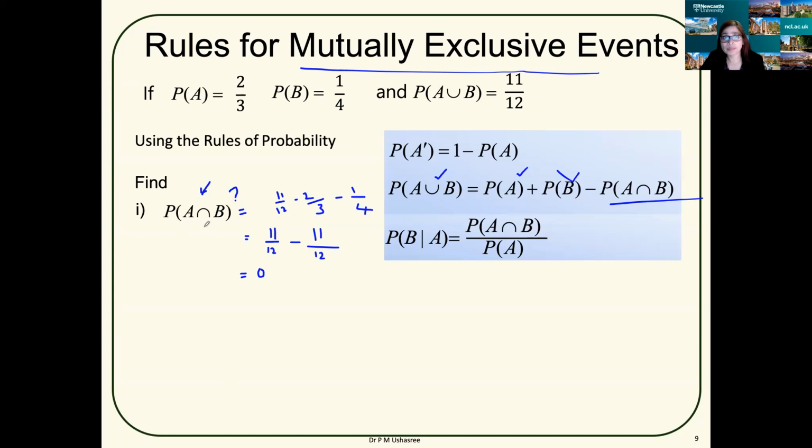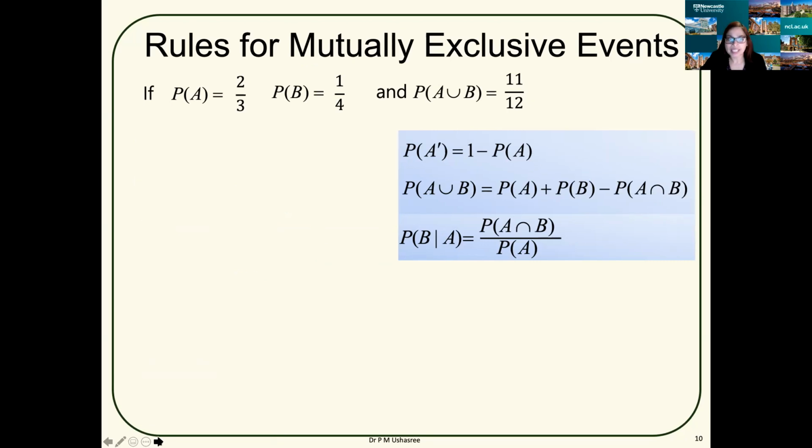So what do you get? Probability of A intersection B is 0. Both events happening is impossible. 0 means impossible. So probability of A and B occurring is impossible. That is mutually exclusive.